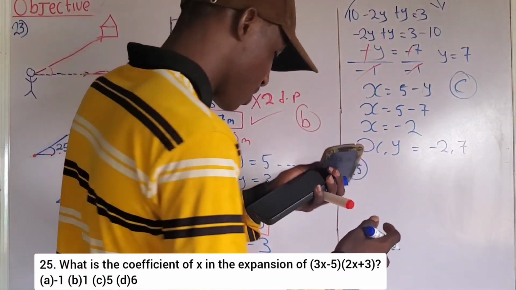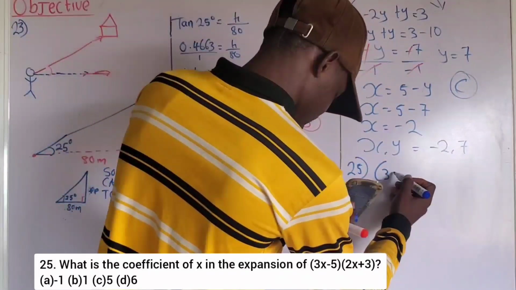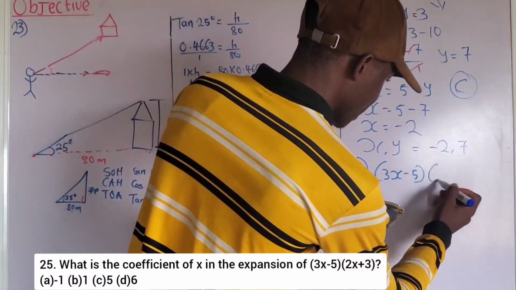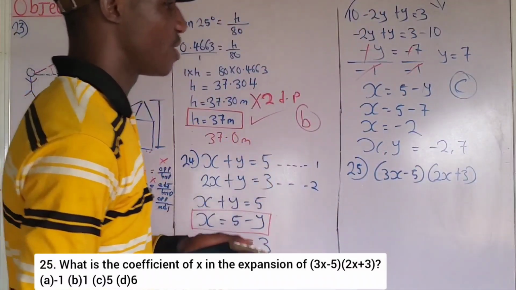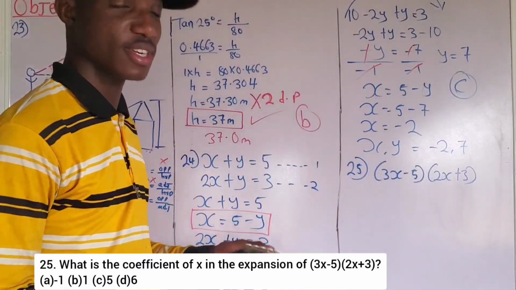Okay, so now let me write out what we have here. We have 3x minus 5 and 2x plus 3. Now we have to first expand, and then we are going to take the coefficient of x in the expansion.